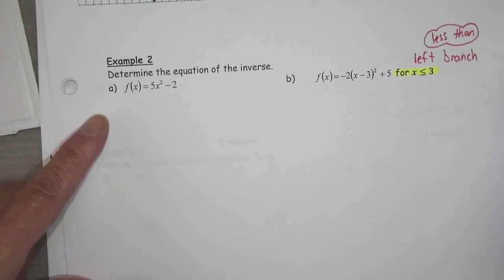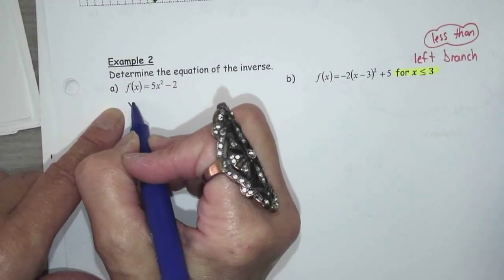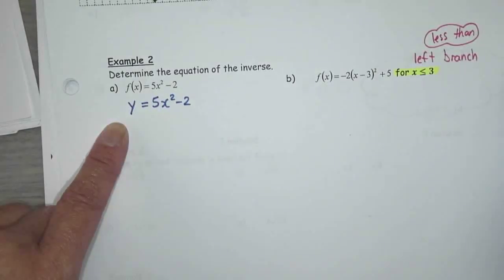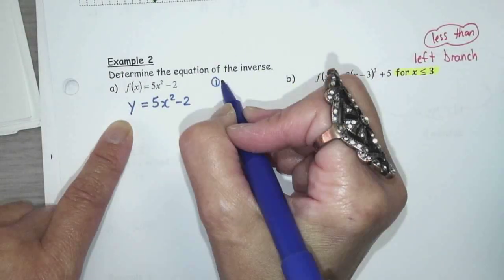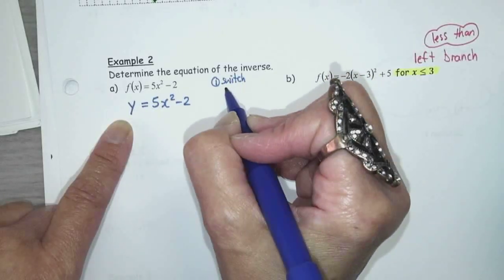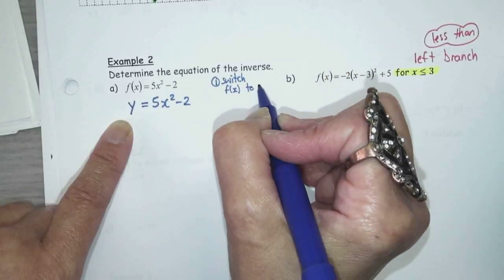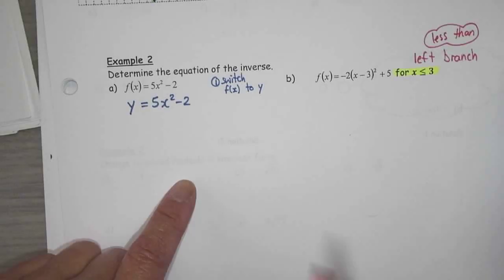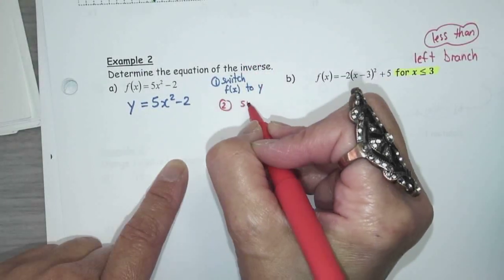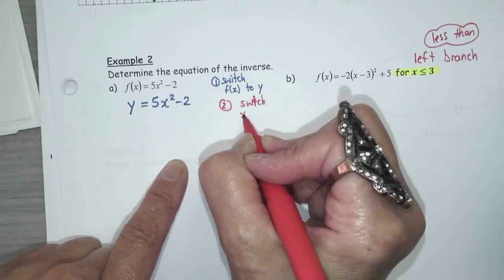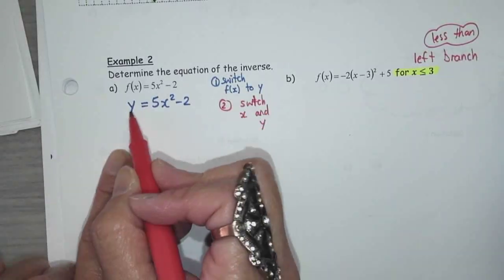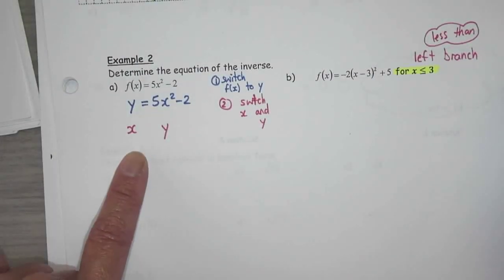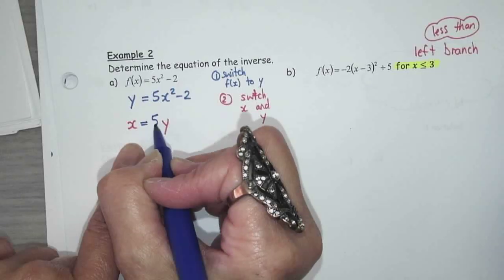Okay, so let's solve these guys here. The first step would be to switch this to y. So step 1 is we're still doing the same step as we did before, so switch f of x to y, right? Step 2 is to switch x and the y. So this now is x, and this is y. You're literally just switching the x and the y. Everything around it is still the same.